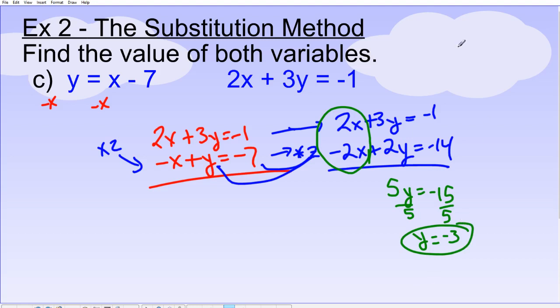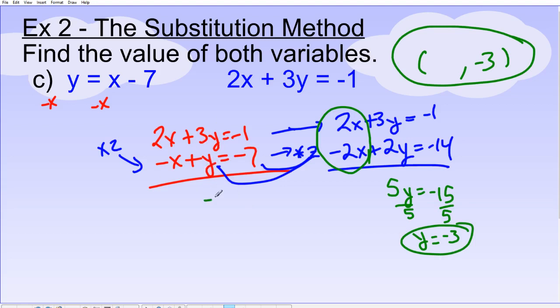I'm going to take that y, well, first off, let me get him ready. Negative 3 is my y or the y variable. If I take that negative 3 and plug it into one of my equations, I'm going to use this guy right here because he's right here. Negative 3 equals negative 7 plus negative x. And solve.